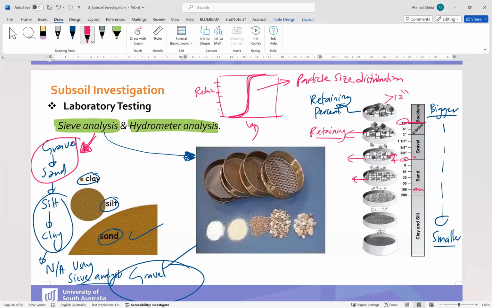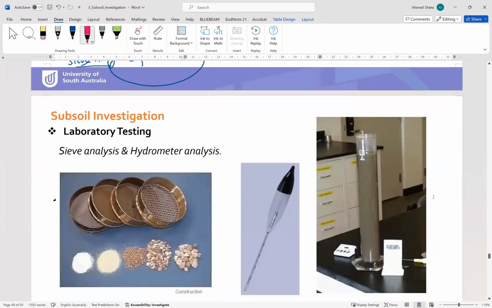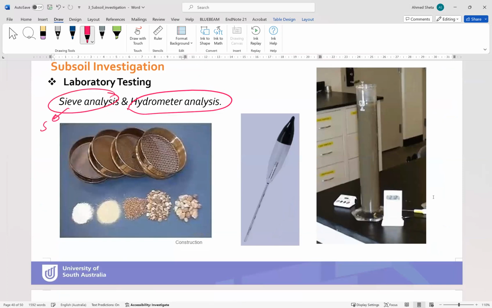So what is the technique to investigate the particle size of clay and silt? The one for clay and silt is the hydrometer analysis. If we look at some details of this test, the hydrometer analysis: again, sieve analysis for sand and gravel, hydrometer analysis for silt and clay.